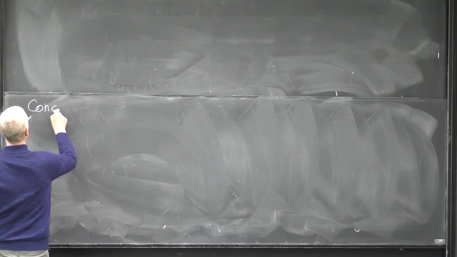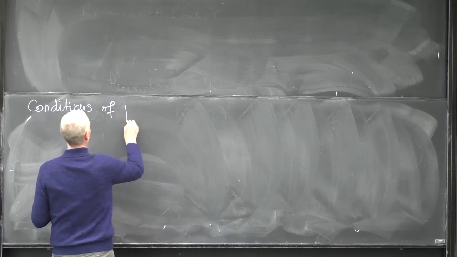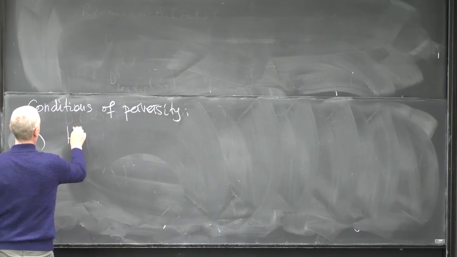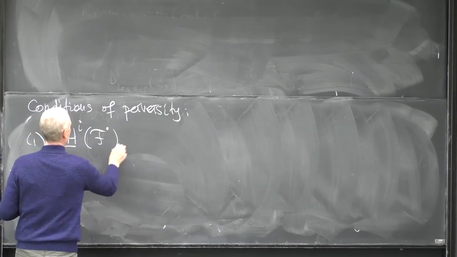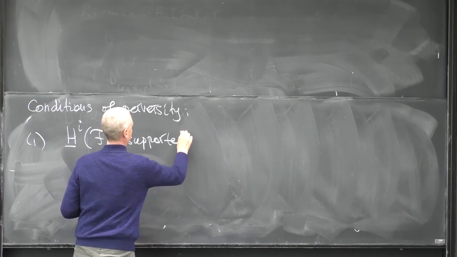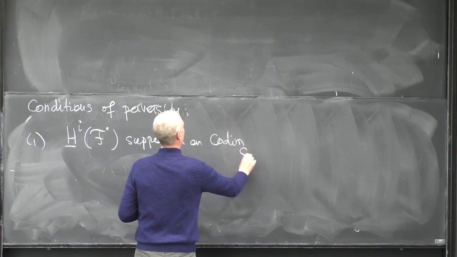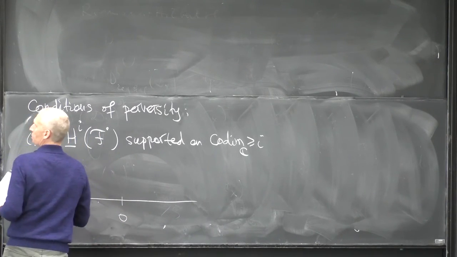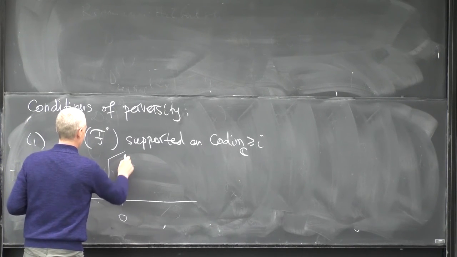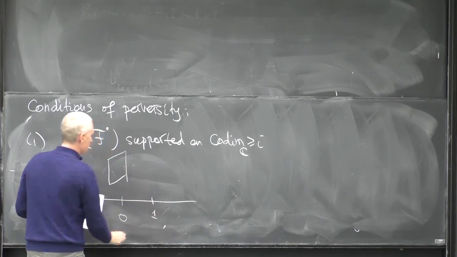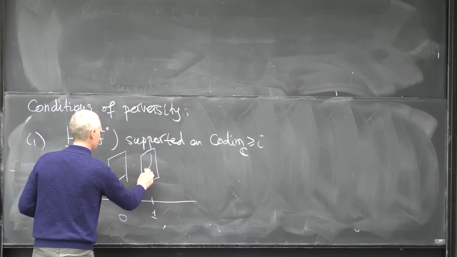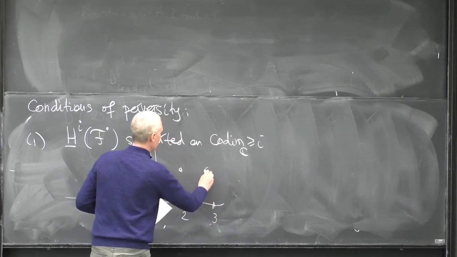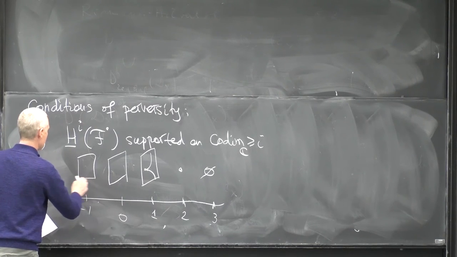So conditions of perversity will be this. So first, that the homology sheaf of number i is supported on complex codimension greater or equal than i. So it means that if you make a picture, then in degree zero, there is no restriction. So with respect, say, to this drawing, anything can be here. In degree one, it should be on codimension one. So it should be supported on this thing. In degree two, it should be of codimension two, should be supported on this thing. And in degree three and more, it will be nothing. And in the degree less than zero, it's still anything at all.